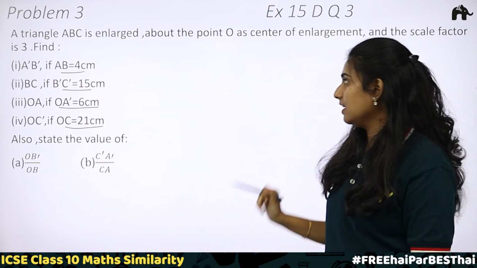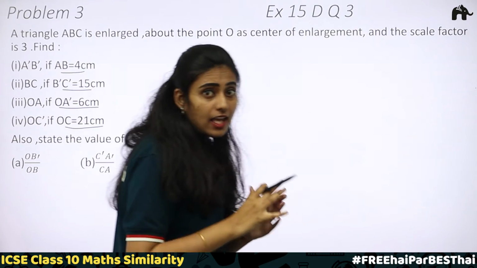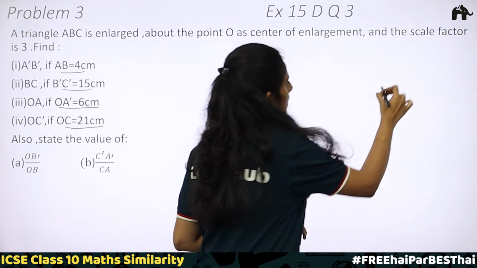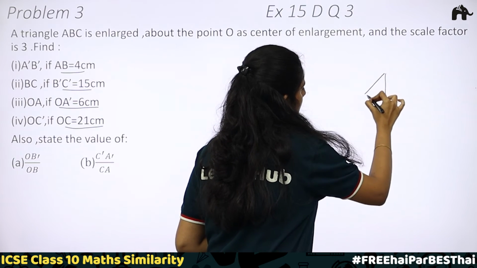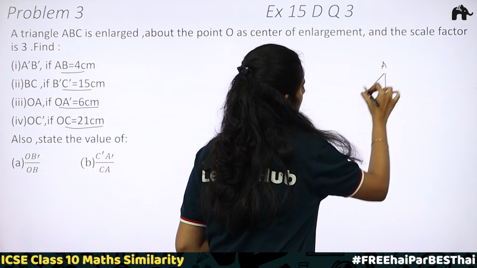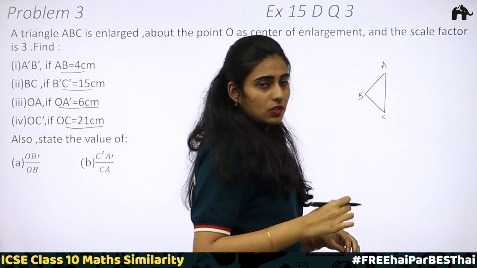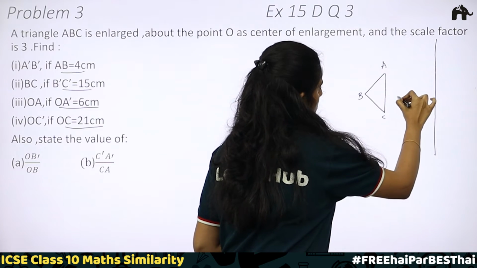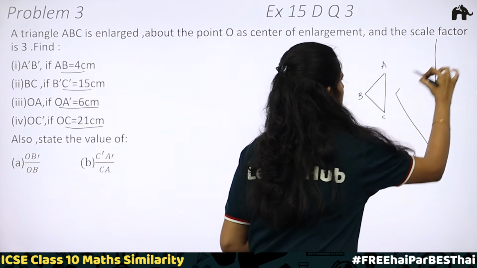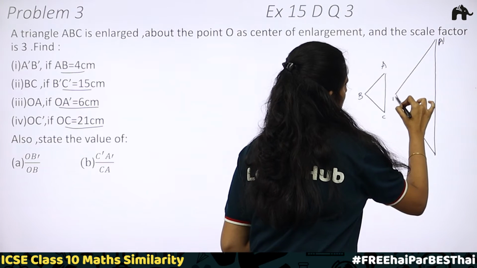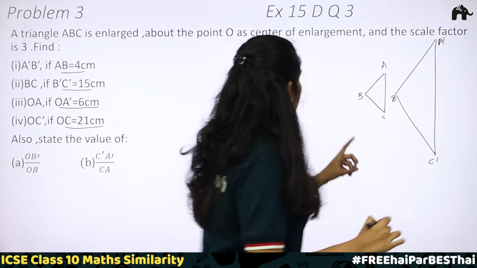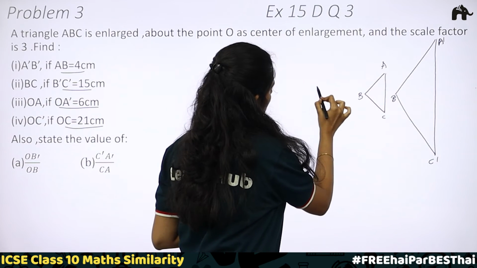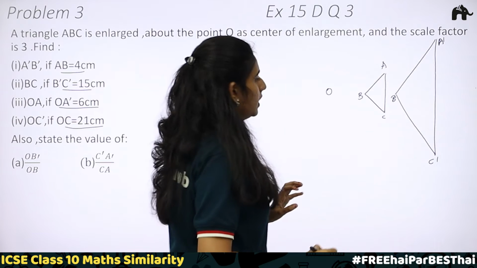Here we have two triangles. The first triangle is enlarged to the second triangle with a scale factor of 3. So, this is my first triangle A, B, C. Okay, it is enlarged to a triangle A dash, B dash, C dash. Given the center of enlargement is O. Here I have O.